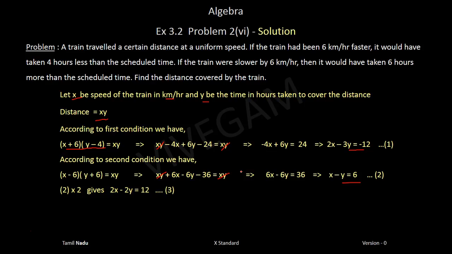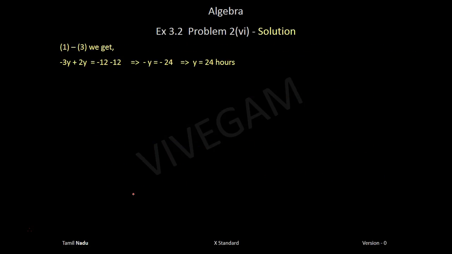So 2x minus 2x will cancel off. So you'll get minus 3y minus of minus 2y. So you'll get minus 3y plus 2y. Okay. And this will be minus 12 minus 12. Right. That's what you're getting here. So minus 3y plus 2y equal to minus 12 minus 12. Or this will be minus y equal to minus 24, or y equal to 24 hours. So first step done.